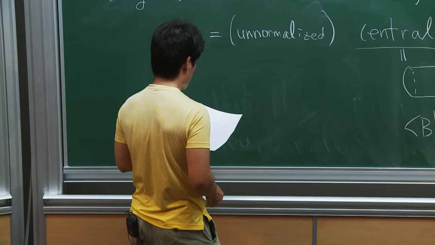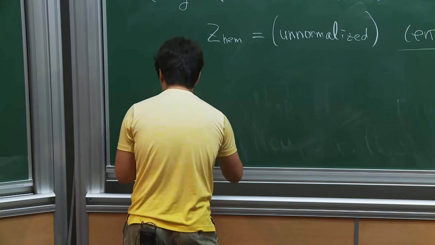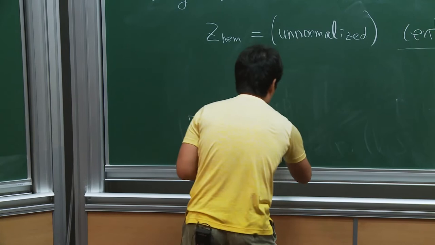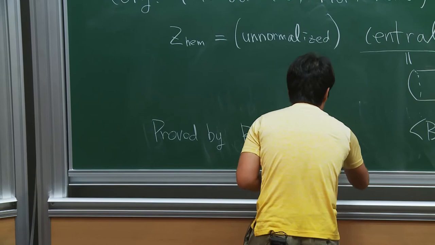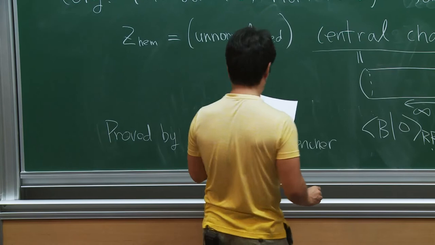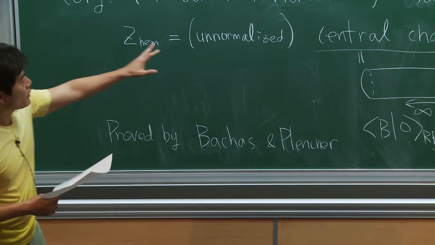And then this conjecture was actually proved. I mentioned this already yesterday. This was proved by Bacchus and Plenkner using a super Weyl anomaly. Okay, so in the CFT case, the meaning of the Hemisphere partition function is now clear.